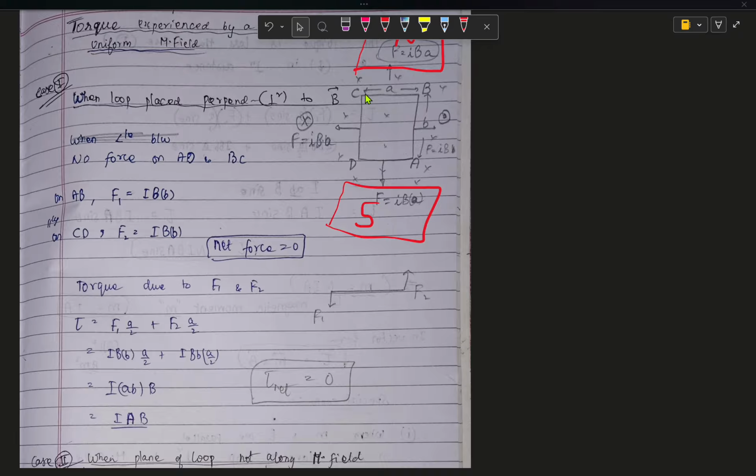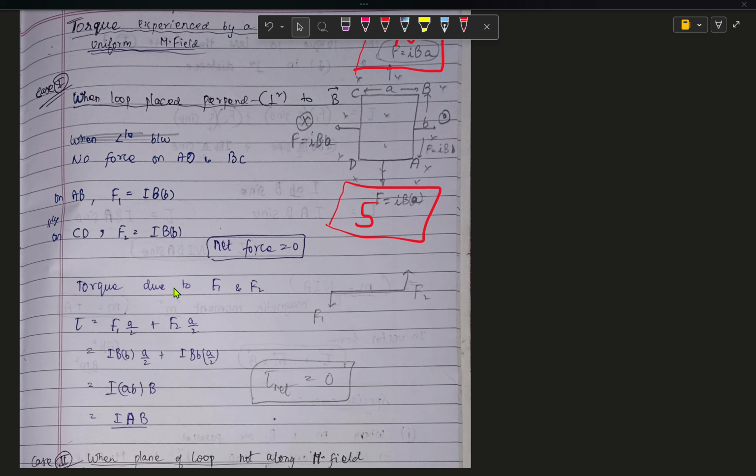Similarly, for side CD, what is the force? ILB into small b. So net force: using the right hand palm rule or Fleming's left hand rule, you will get the direction of force on AB in the upward direction, and the direction of force on CD in the downward direction. There is no net force acting on this.